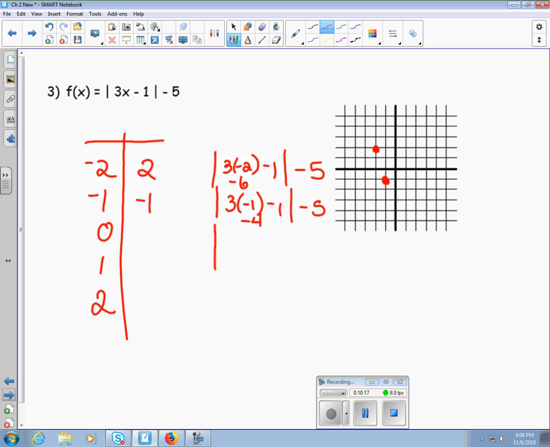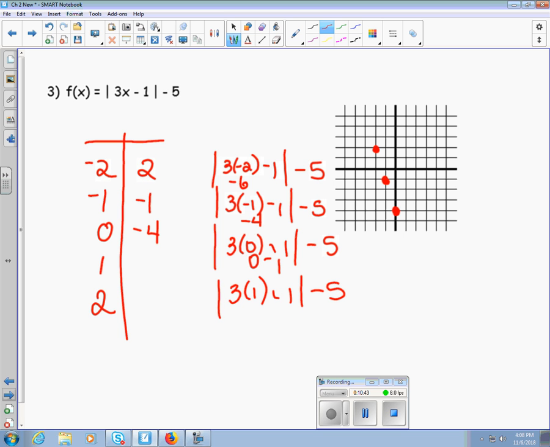Then when I put in 0, we're going to end up getting 0 minus 1, which will give me -1. Absolute value will be 1. 1 minus 5 is -4. Ooh, that's kind of a big jump. So notice how, again, this is shifting my V a little bit over to the right. Okay, then let's take a look at 1.